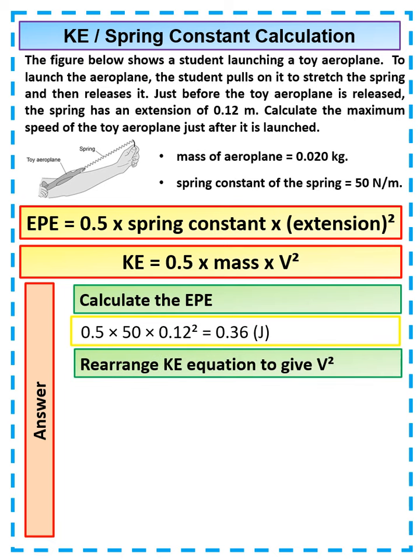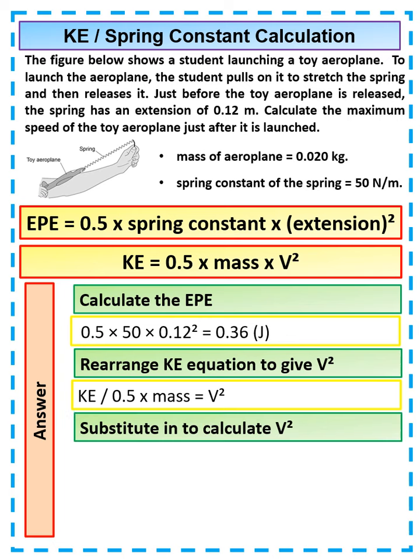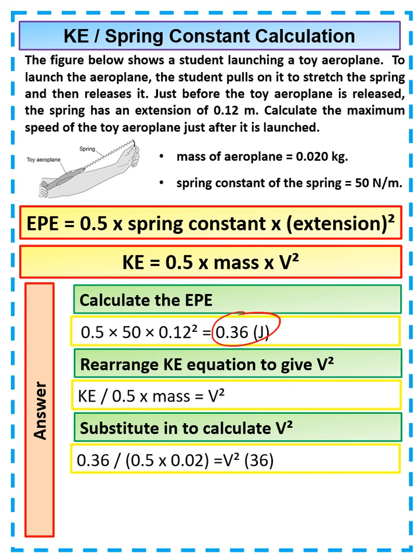We're then going to go and rearrange our equation for kinetic energy to give us v squared. Remember that the energy is kind of interchangeable with the kinetic energy. So we're going to have the kinetic energy divided by 0.5 times the mass equals v squared. So we're substituting in the values. So we're doing 0.36 divided by 0.5 times 0.02, which will give us v squared, which will be 36.